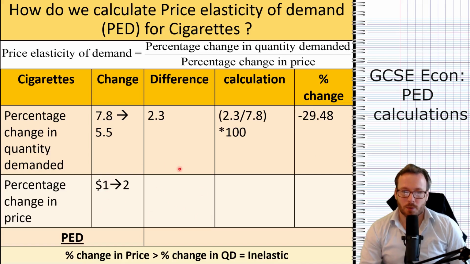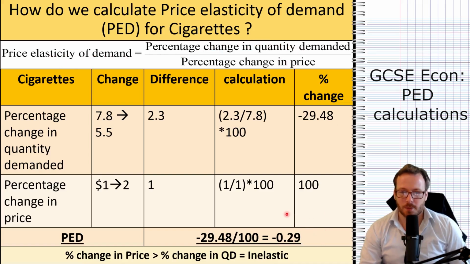However, when it comes to price, we just do the same methodology. The difference is 1. Our increase is 1 over 1 times 100, using this new figure over the original. And the value is 100. Following this equation, percent change in quantity demanded over percent change in price, we can see our PED is 0.29, or minus 0.29, which means it's between 0 and 1, which is inelastic.